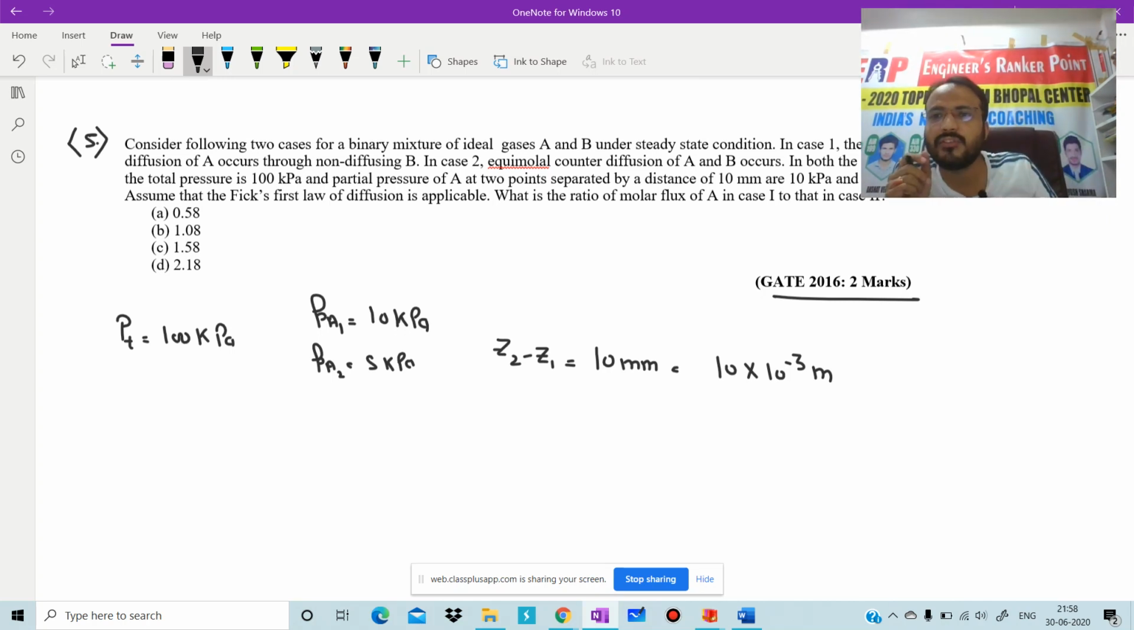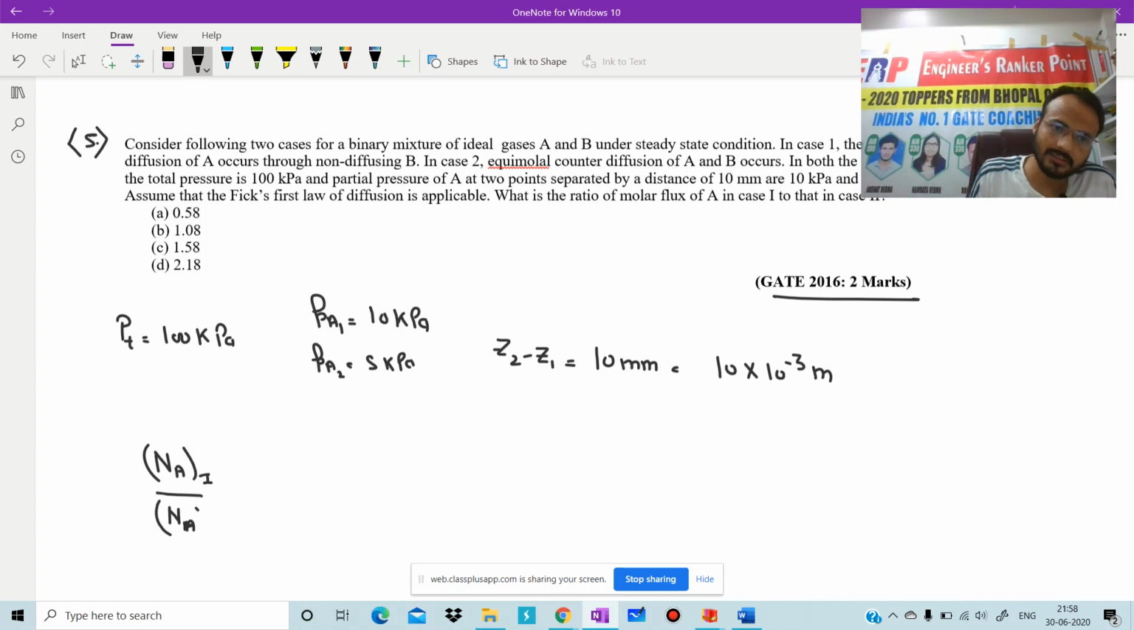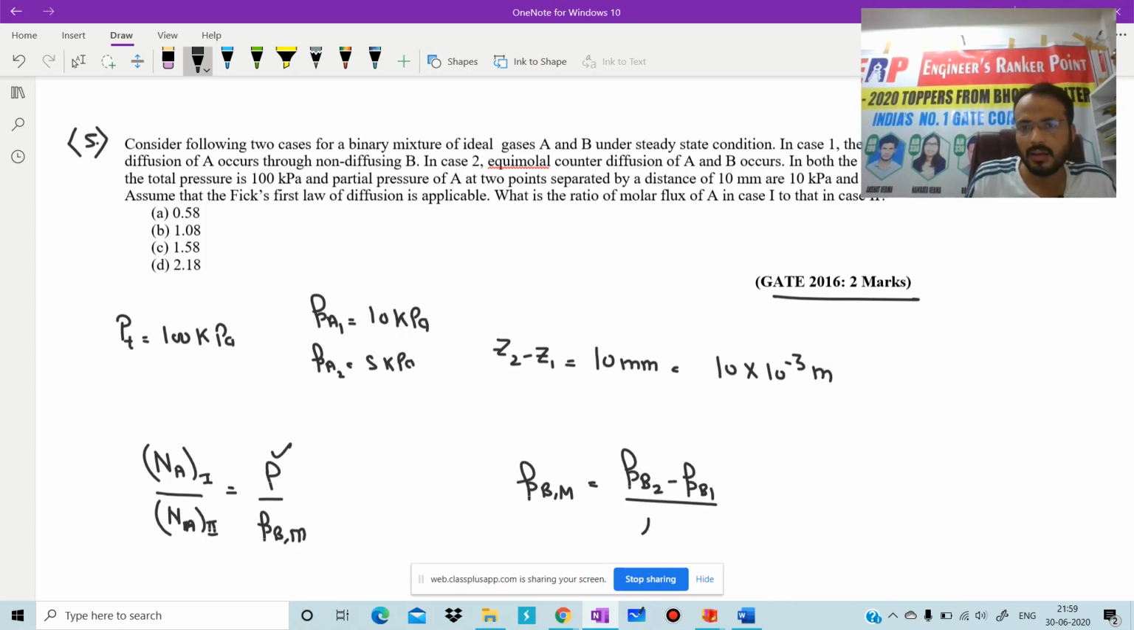If I did not tell you that formula, then it is very difficult for you because you need to calculate the value of R also, and PA1 and PA2 also. But if you know that concept, then the ratio can be given as NA first divided by NA second, and you will get P by PBM. You already have the value of P. First, we will calculate the value of PBM. It is nothing but PB2 minus PB1 divided by ln PB2 by PB1. There should be no doubt.